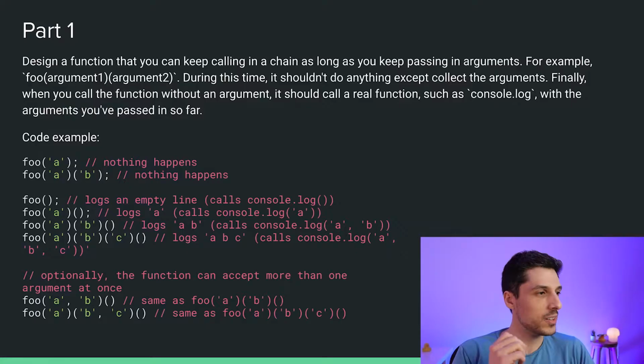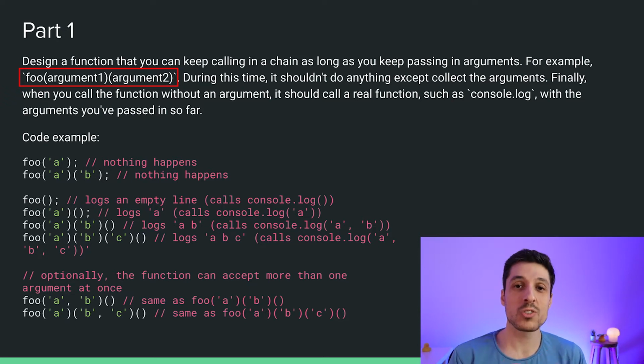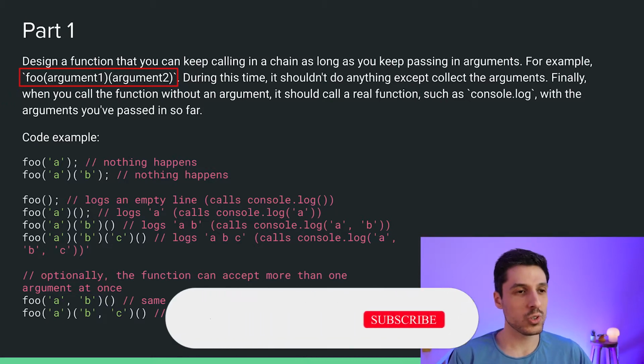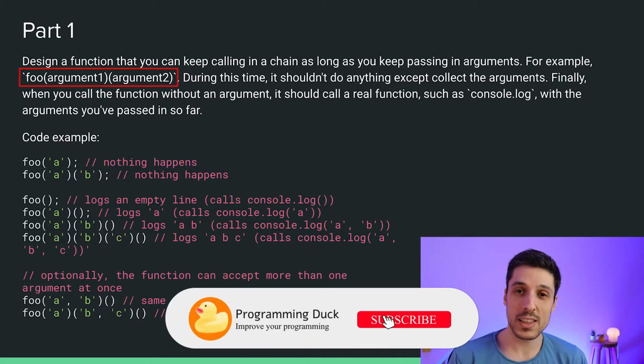So let's get started. So part one is here. You have to design a function or method that you can keep calling in a chain in the following way, as long as you keep passing in arguments. Okay. So for example, you can call it like this, as you can see on the screen, foo with argument 1, then with argument 2. And as long as you're calling it with arguments, the function shouldn't do anything except collect the arguments and store them somewhere.